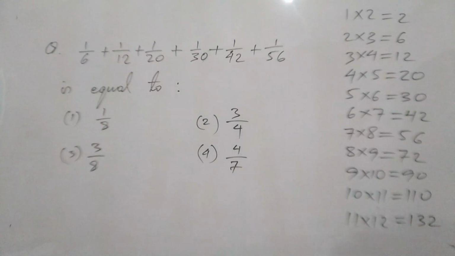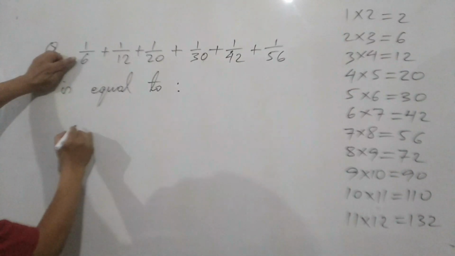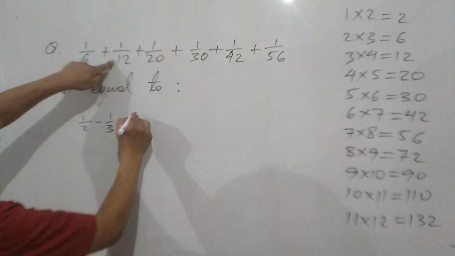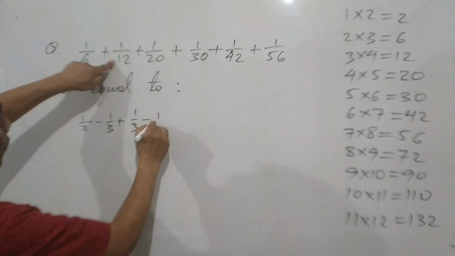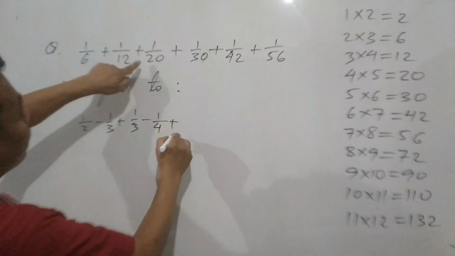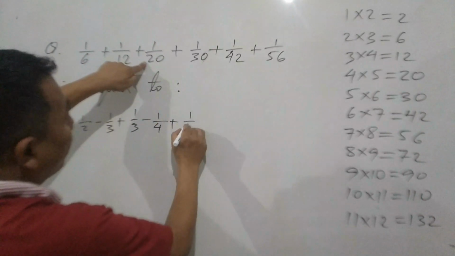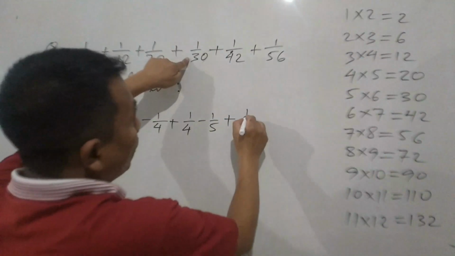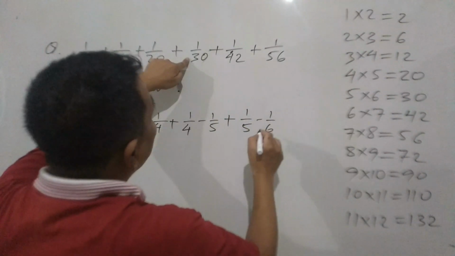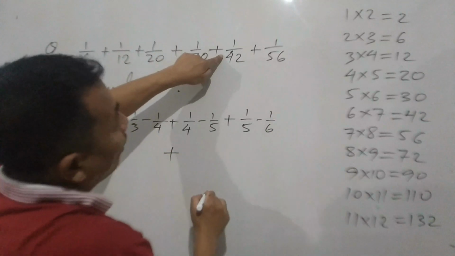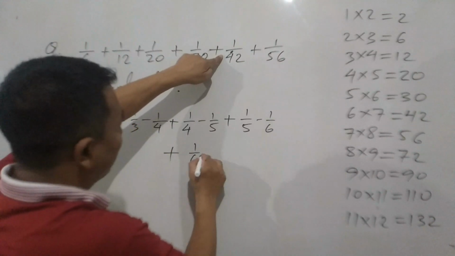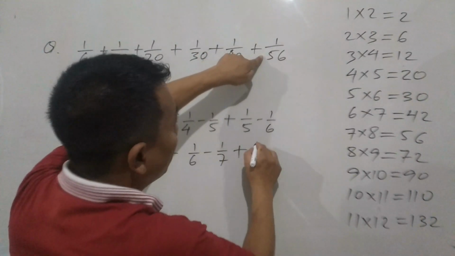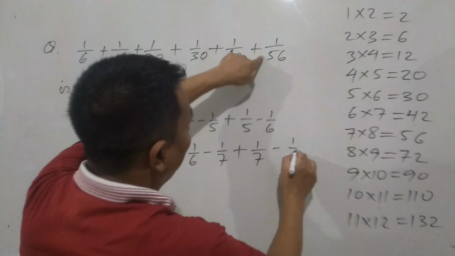The right answer. 1 by 6 can be written as 1 by 2 minus 1 by 3, plus 1 by 12 can be written as 1 by 3 minus 1 by 4, plus 1 by 20 can be written as 1 by 4 minus 1 by 5, plus 1 by 30 can be written as 1 by 5 minus 1 by 6, plus 1 by 42 can be written as 1 by 6 minus 1 by 7, plus 1 by 56 can be written as 1 by 7 minus 1 by 8.